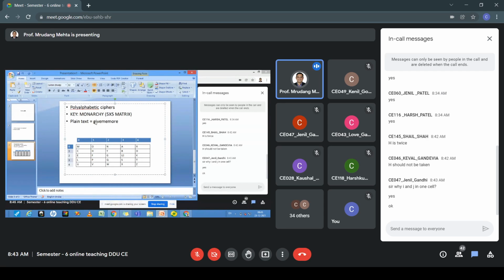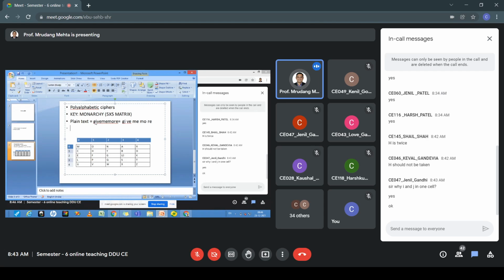So the first thing we have to do is convert this plain text into a set of two characters, right? So first GI, VE, ME, MO, RE. So first we have to make a set of two characters. Okay, this is what you are required to do.